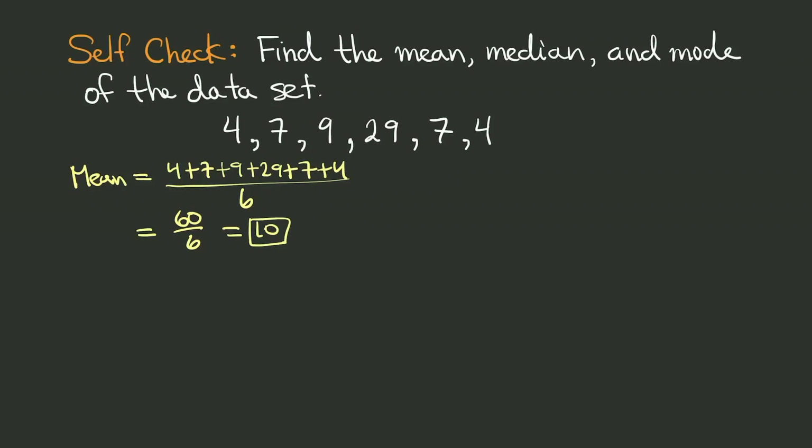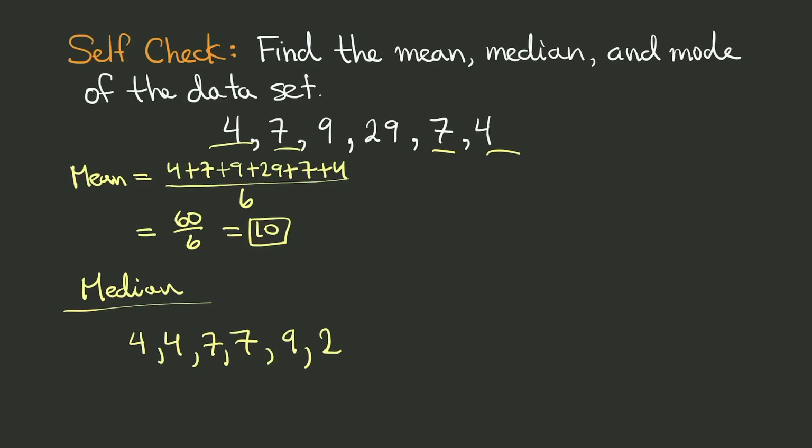Now to find the median, what we want to do is first write the values in increasing order. And so that's going to be 4, we have another 4, and then we have 2 7s, and then we have a 9 and a 29. So we're going to work our way to the middle from the outside. And we see that the two values in the middle are both 7. So when we take the average there, we'll just get 7. So our median is 7.